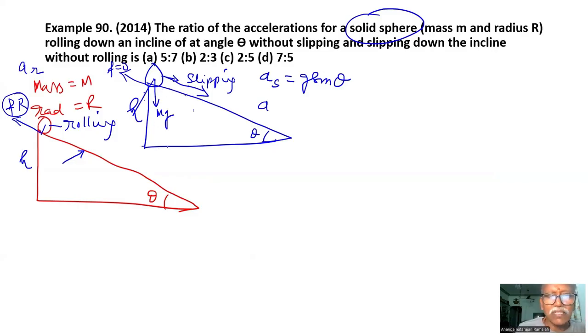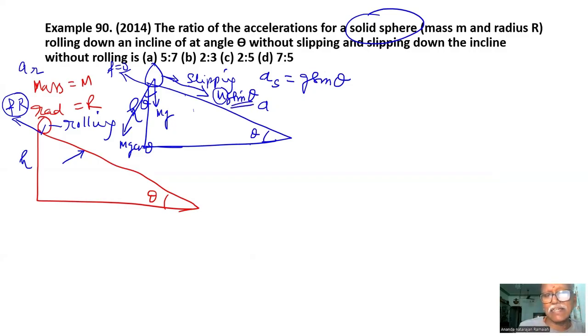This is perpendicular to this horizontal. That's why the angle between this horizontal and the inclined plane is theta, which means this is theta. Therefore, this component is mg cos theta, and this component is mg sin theta. The force in this direction is mg sin theta, so we leave the mass, then g sin theta is the acceleration. Force equals mass into acceleration, you know.